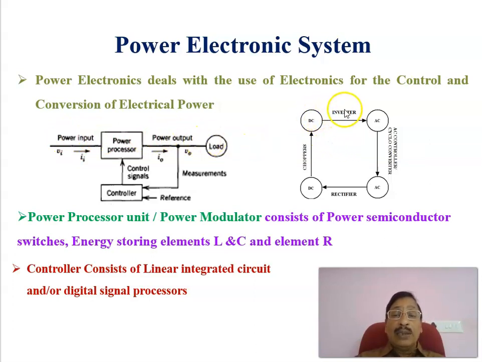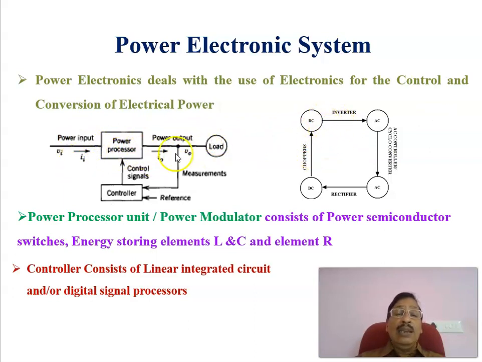Now, coming back to the type of the source, it can be either DC or AC, and the load can be either AC or DC. Consider that if the input is a DC source and the motor is an AC motor, then the role of the power modulator or power processor is that of an inverter, which converts the DC into AC.